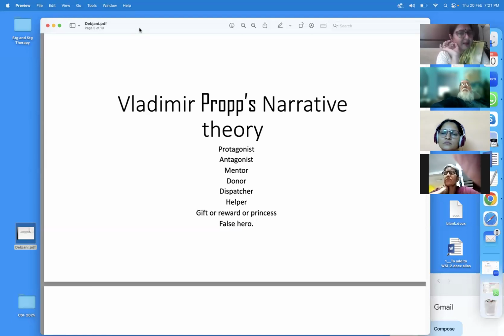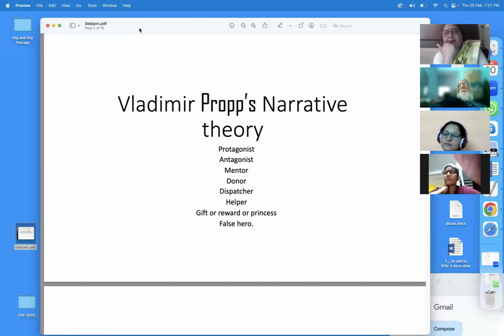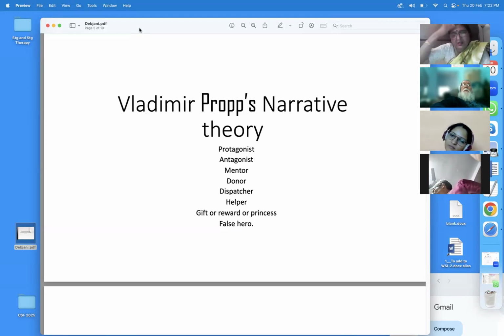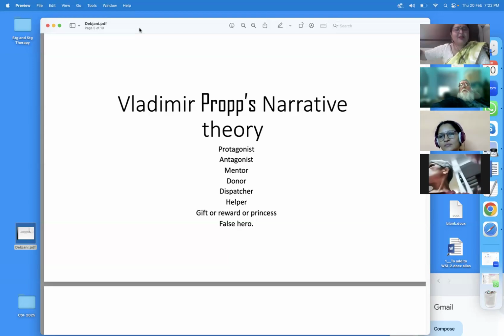For example, if you see Ramayana, the protagonist, Rama, antagonist, Ravana. Actually, there are many antagonists because it's a huge epic. Every time an antagonist comes, the story moves. So the first antagonist is Kaikeyi and Manthara. The story changes, and then the antagonist is Surpanakha, and then finally the antagonist is Ravana.